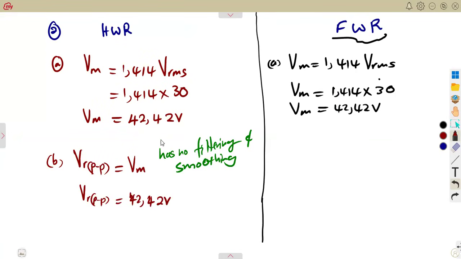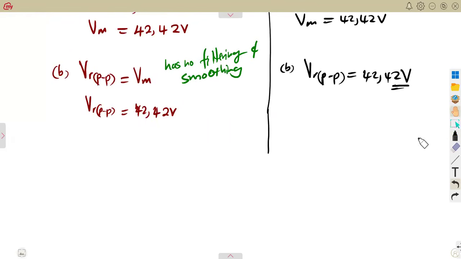So meaning to say our answer was still going to remain as 42.42 volts. We already calculated this, which is also the same on this other side of a full wave rectifier. We were still going to obtain the same value as VM, which is 42.42 volts. There's no effect there. So this time you have to consider that filtering is not there. So what is going to happen? It's just going to be the maximum.